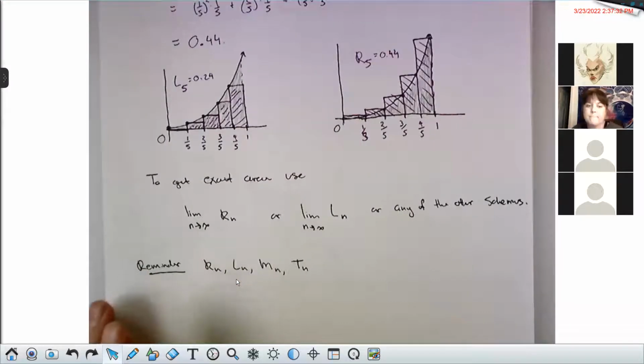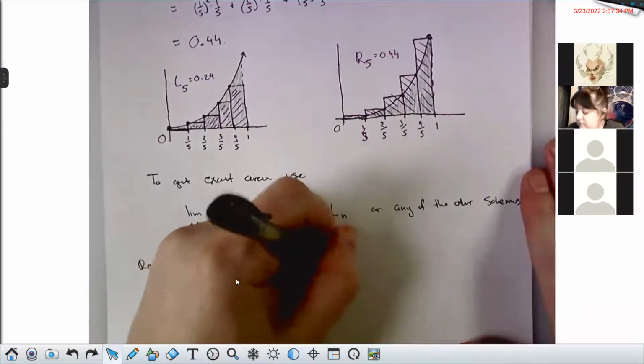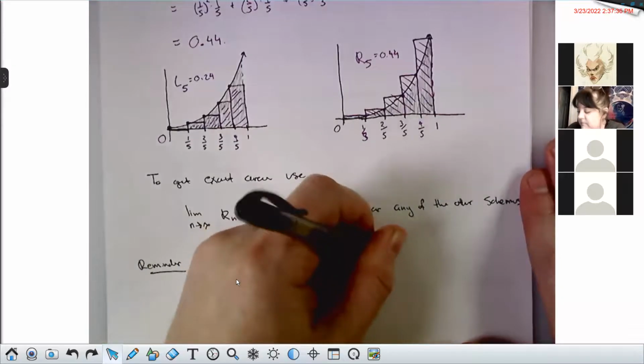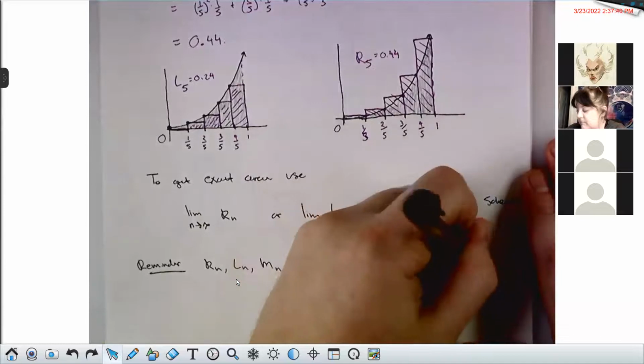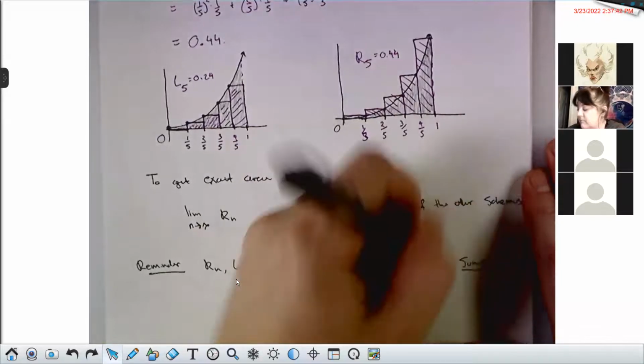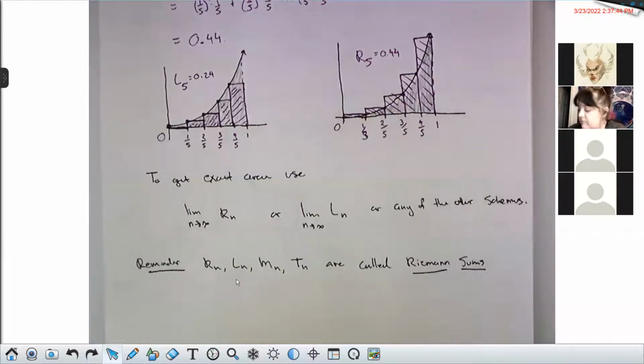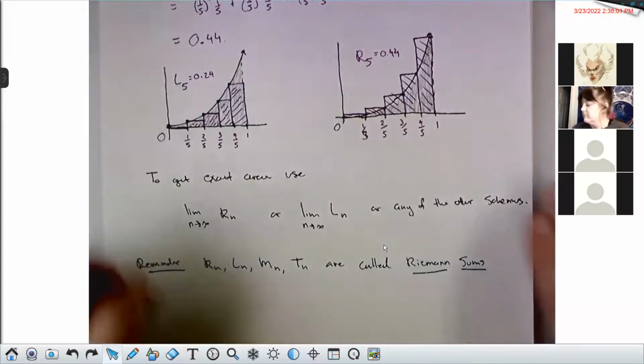So a quick reminder, these things are called Riemann sums. It's a term you're going to hear thrown around a lot. Just be ready for it. The formulas for adding up the areas of rectangles, anything like that is called a Riemann sum. So right endpoint, left endpoint, midpoint, trapezoid, they're all Riemann sums.